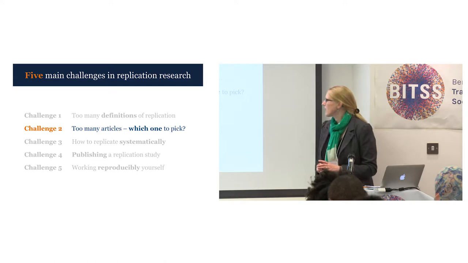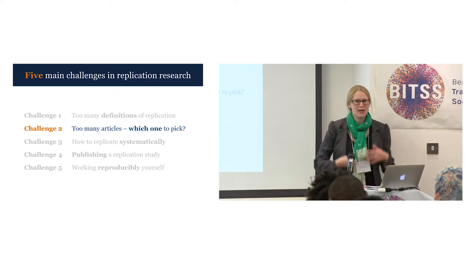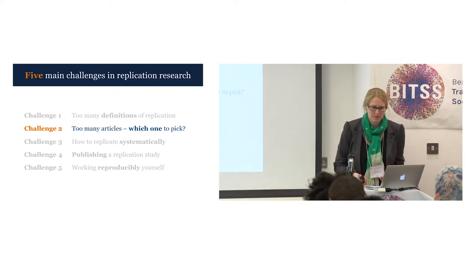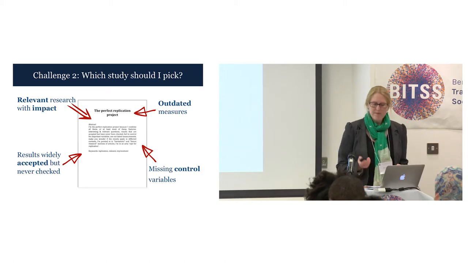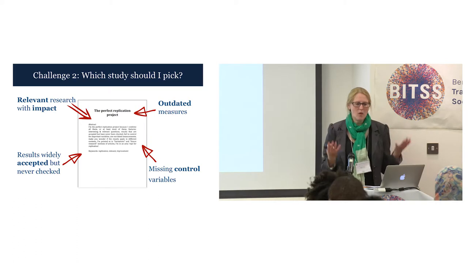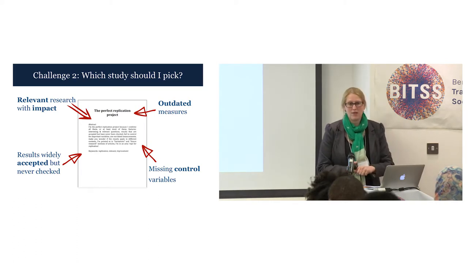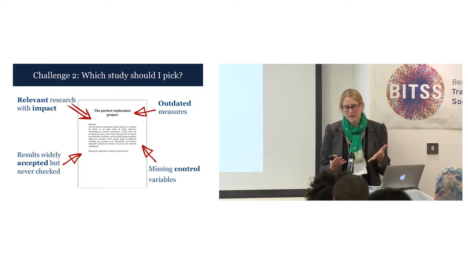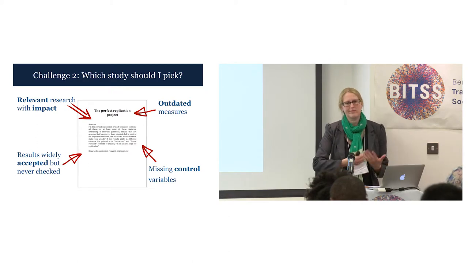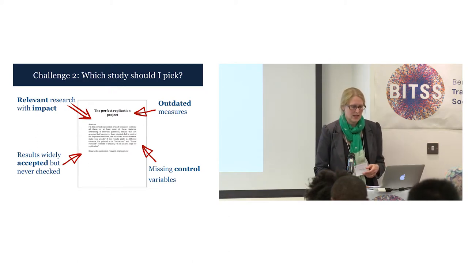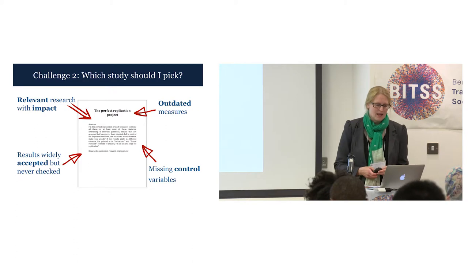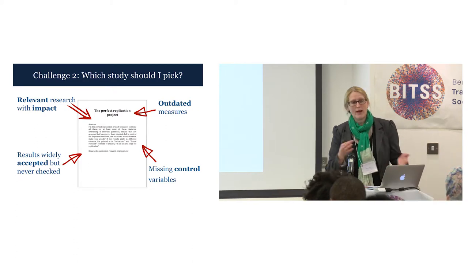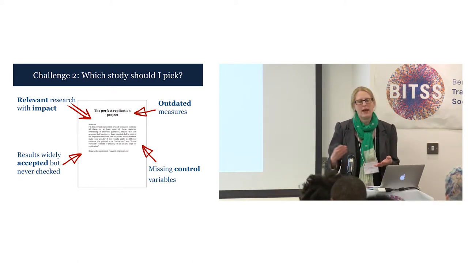Right, so how do you pick a good article to replicate? Say you are persuaded that this is something you want to do. The perfect replication project is, obviously, it has to be a paper that is relevant and important. It has impact. Otherwise, no one's going to be interested in it. Sometimes the results are widely accepted, but maybe they haven't been checked before.